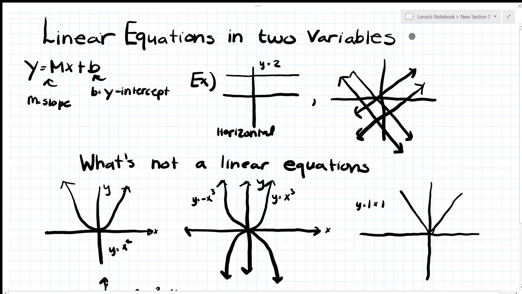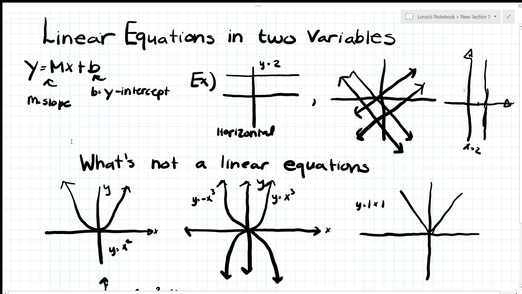Another form of linear equation can also be completely vertical, so like this. So it's completely vertical. We'll call this graph x equals 2. Okay, so here are some examples of linear equations.